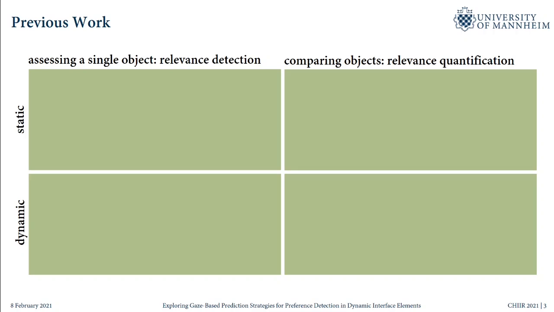Previous work in the area can be roughly categorized along two dimensions. The first dimension is concerned about whether object relevance is predicted for dynamic or for static elements. The second dimension specifies whether only the relevance of an object is predicted, so is the object relevant or not, or whether preferences for one out of multiple objects is predicted.